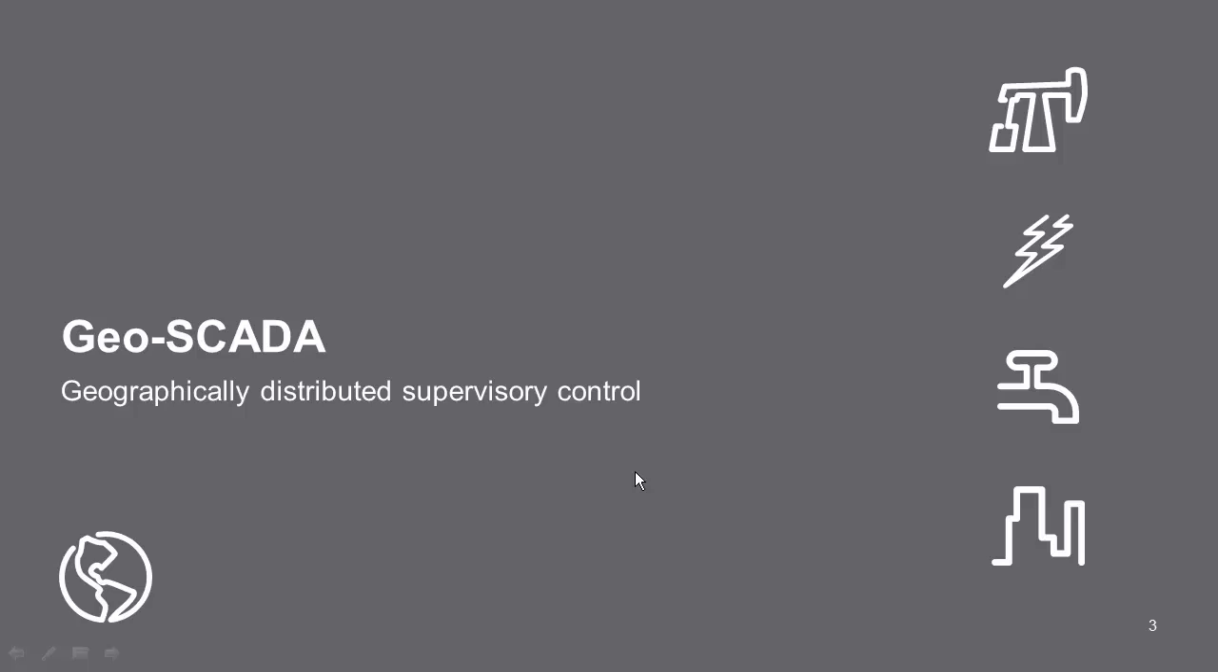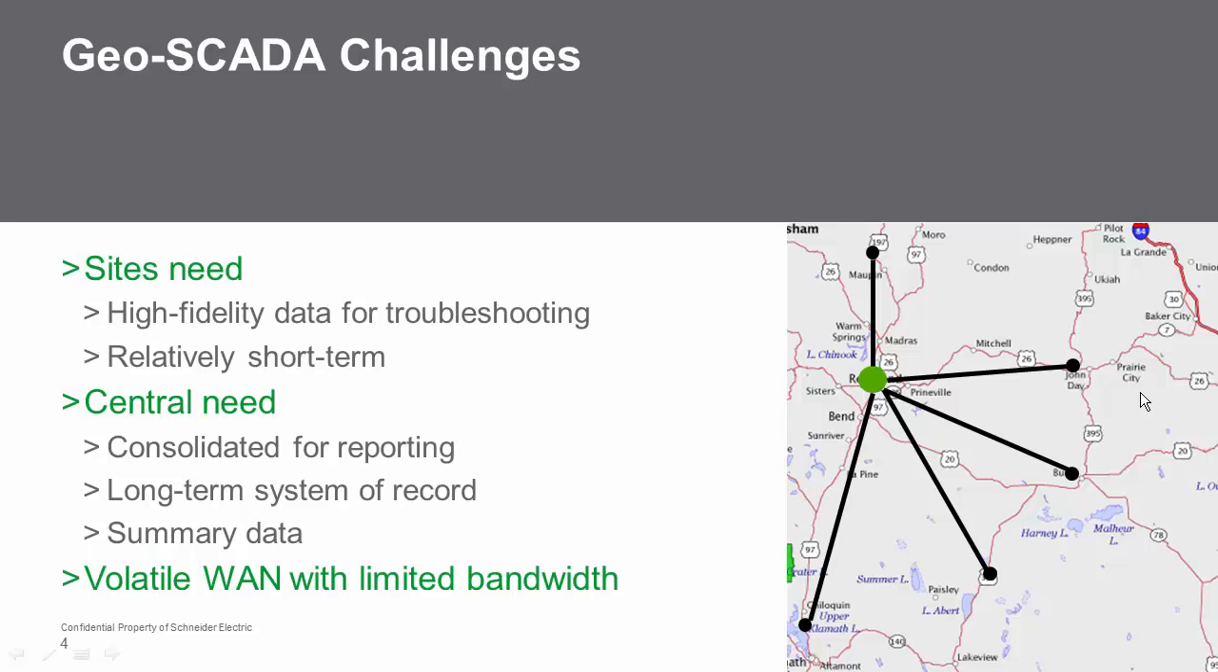First scenario I want to talk about is Geo-SCADA, where the applications are geographically distributed. It happens often in water, power transmission, and oil and gas pipelines, for example. Also, oil and gas production.